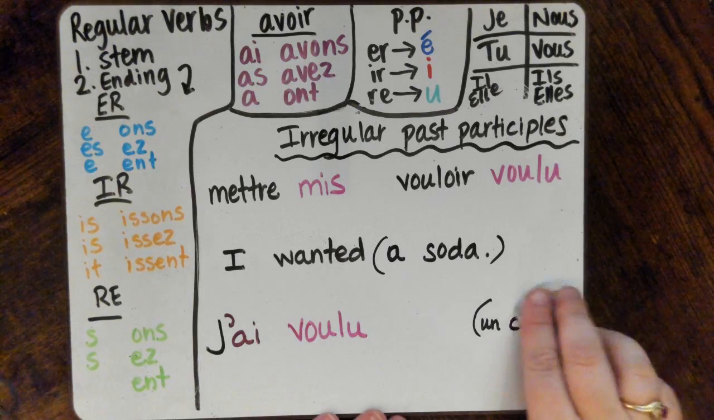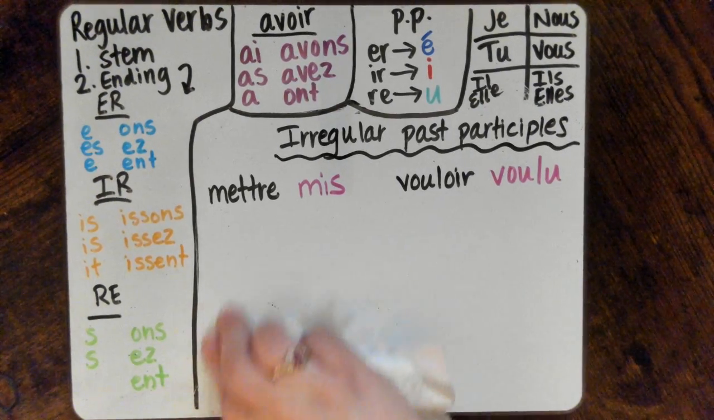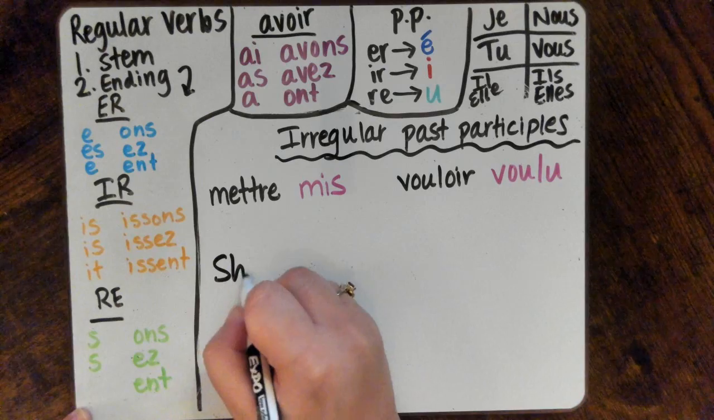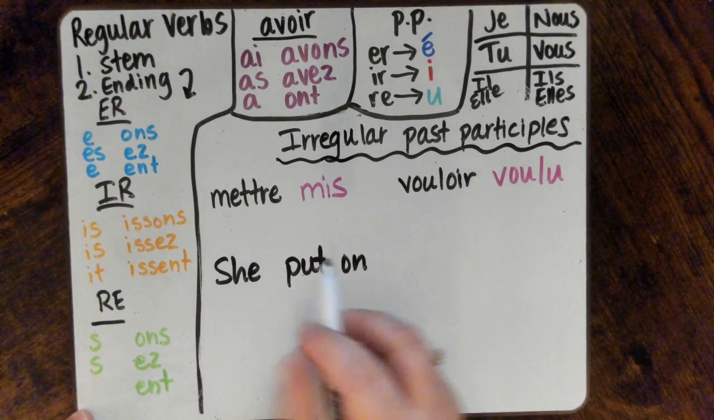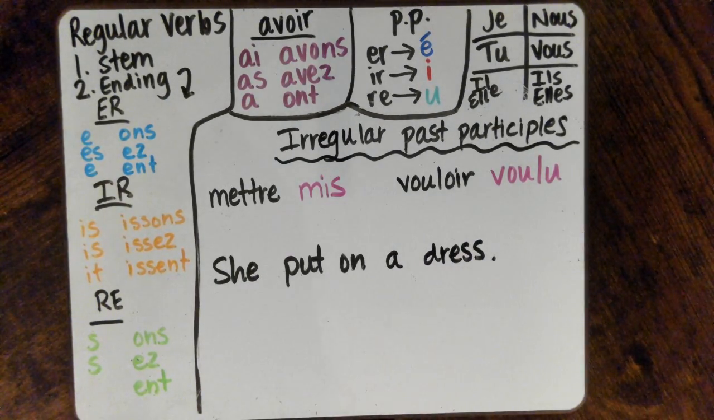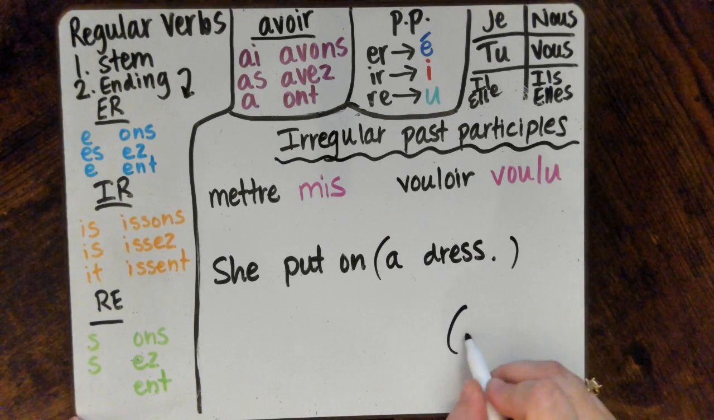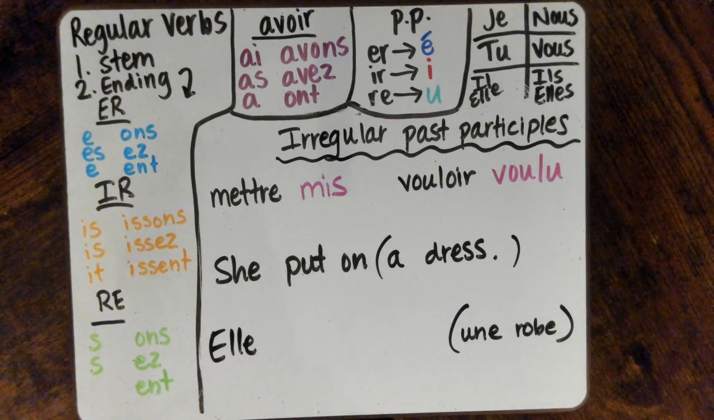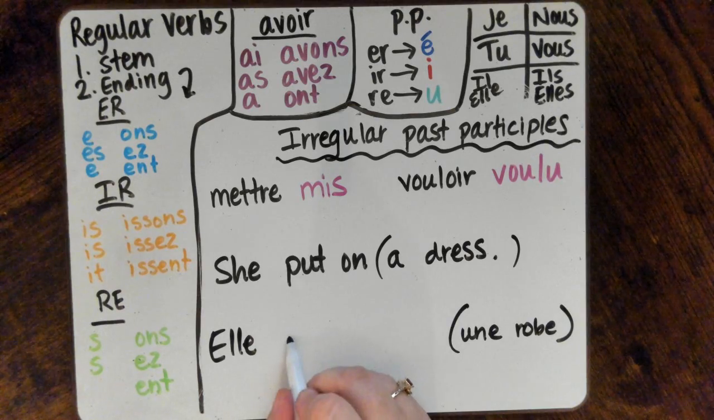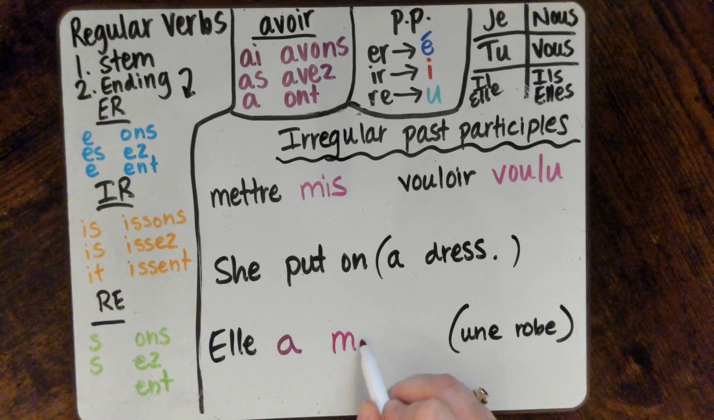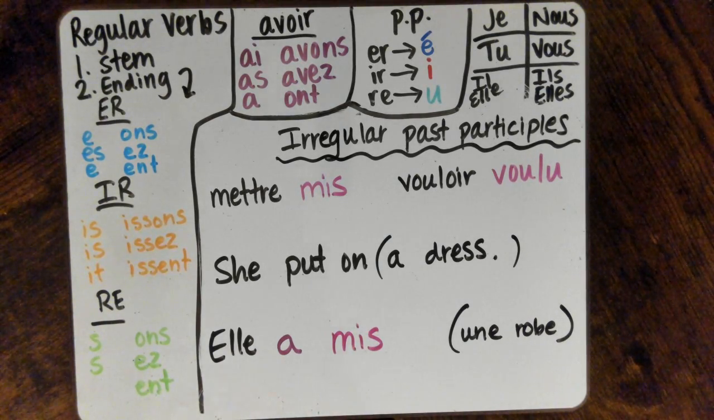Okay, what if I wanted to say, she put on a dress. She put on, and remember, mettre can be put on or put, so it can be put on clothing. A dress. So the a dress, that's just like fun stuff. The robe. And then she put on, so past tense. She is elle. And then we need an auxiliary. This comes from up here. And then put on. The past participle of mettre is mis. So she put on a dress.